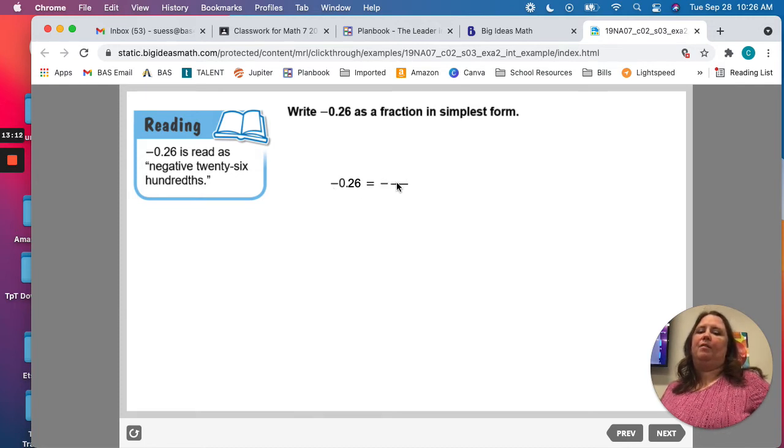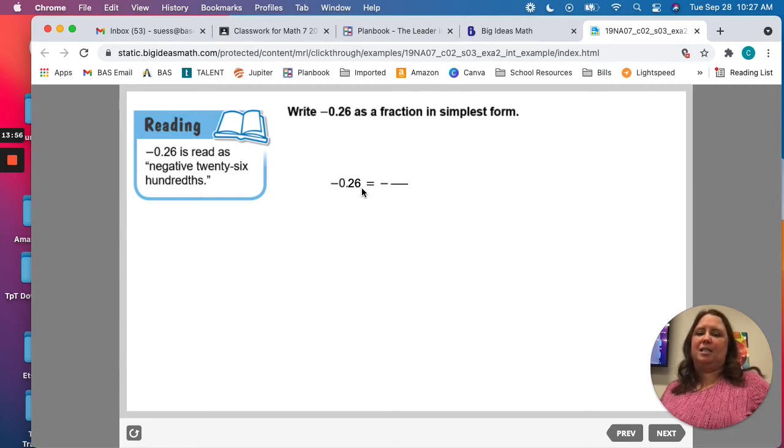What would be the top of this fraction, just starting? 26. Okay, you put this decimal up here on 26 at the top. Okay, what would be the number underneath? 100. Why is it 100? It's not always 100. Why is it always 100? In the hundredth place. Because this 6 is the hundredths place value.